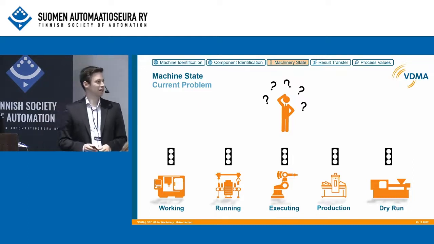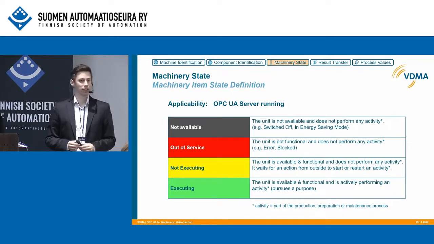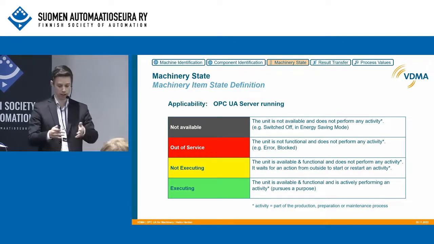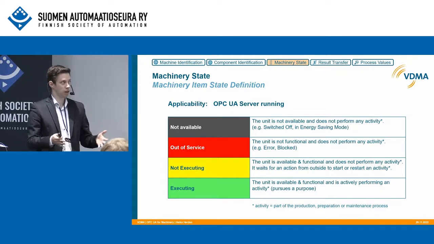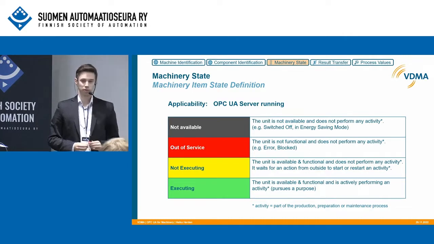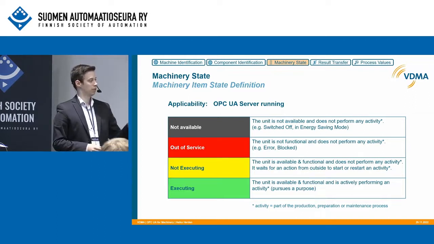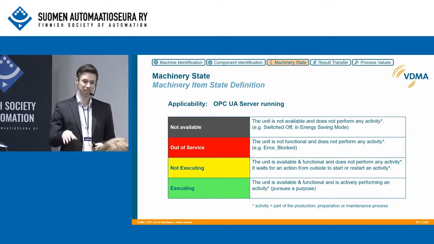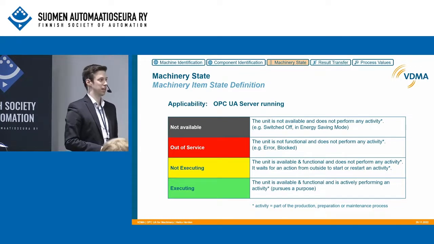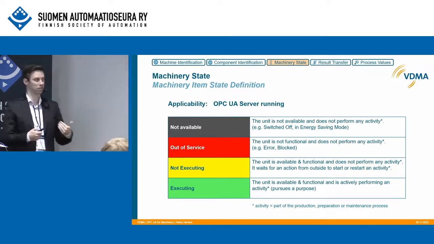And what we did now is we defined a machinery item state, which basically has 1 out of 4 states. It is either not available, which means the unit is not available, it might be switched off or in energy saving mode. The unit might be out of service, which means it is not functional and therefore doesn't perform any activity. We have the state of not executing, which means the unit is functional, but still standing still, so not doing any activity. And of course, there's the executing state where we have a functional unit, which is working at the moment or performing an activity.